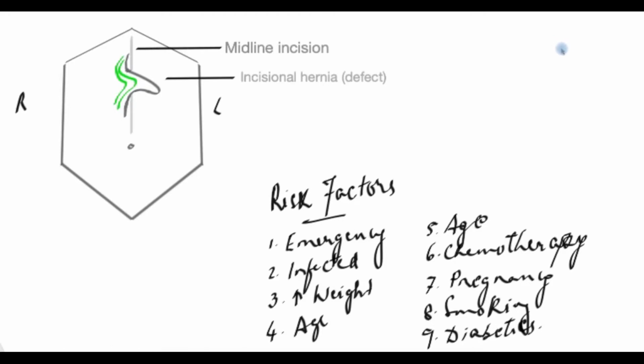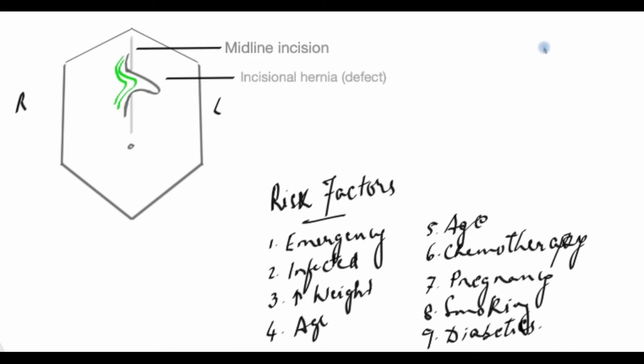Today's video, we will briefly talk about a type of hernia called incisional hernias. These occur at sites of previous abdominal operations, and there are specific factors associated with these, i.e. risk factors, which predispose patients to having these types of hernias.